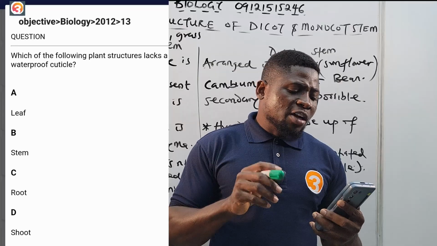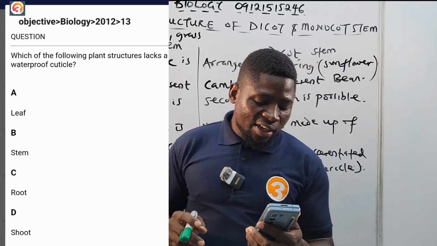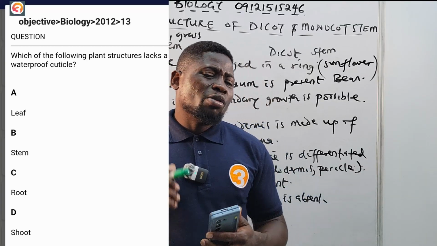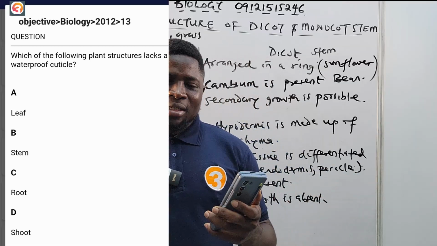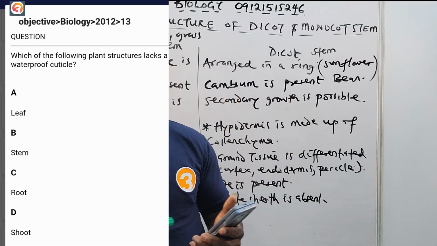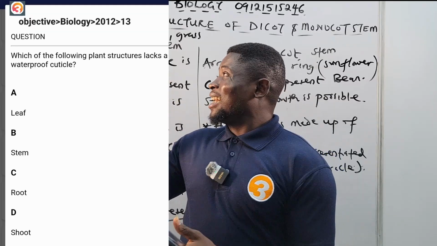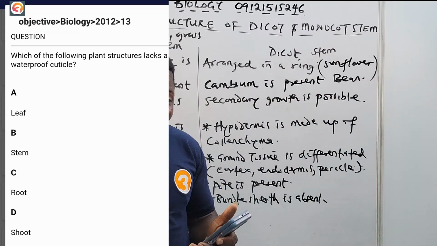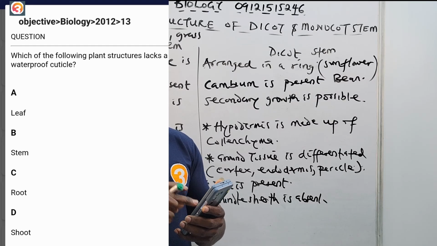2012, number 13 says, which of the following plant structures lack a waterproof cortical? A says the leaf, B says the stem, C says root, D says shoot. Okay, we talked about it in the last class. I think this question should even come from the last class. So if you have not watched the last class, now you can answer this one. We already know that the dicot stem and monocot stem have cortical. So tell me the answer in the comment section.